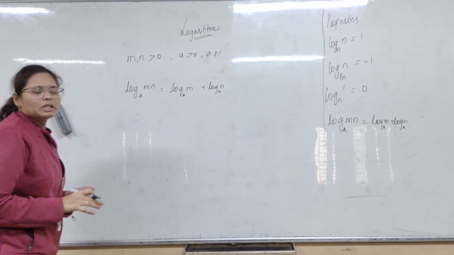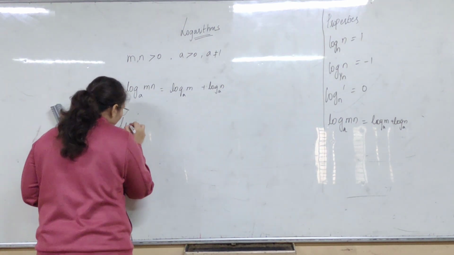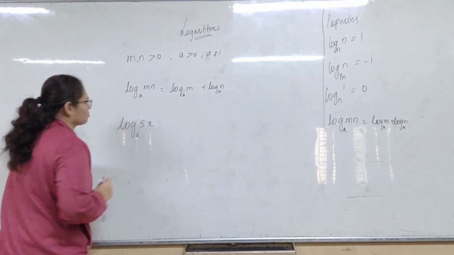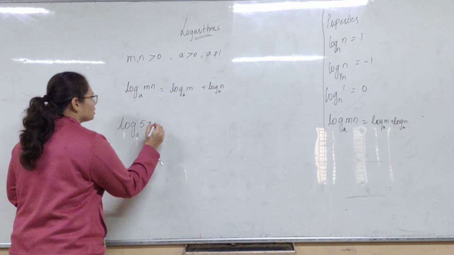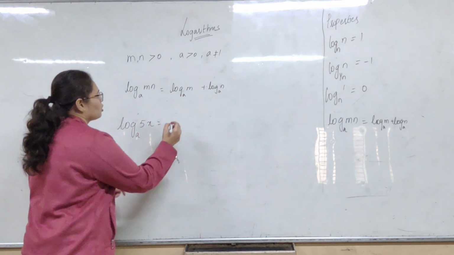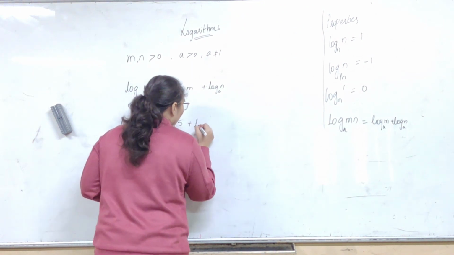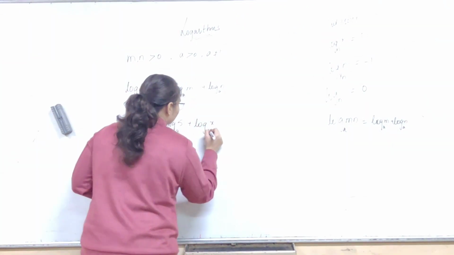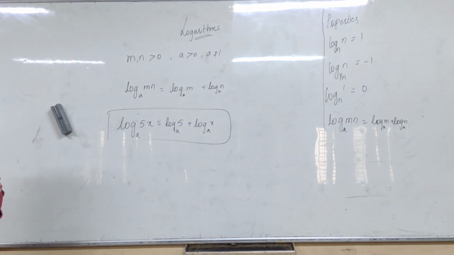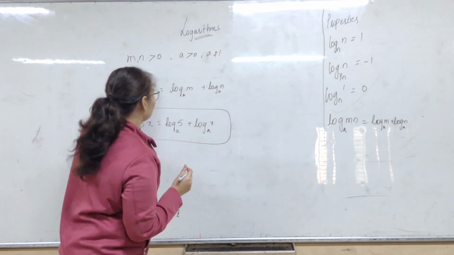Let's take an example so that you can understand this property clearly. Let's take log 5x to the base a. So this is m, this is n. So log m, that is 5 to the base a, plus log x to the base a. Got it? So now let's go to the next formula, the next property.